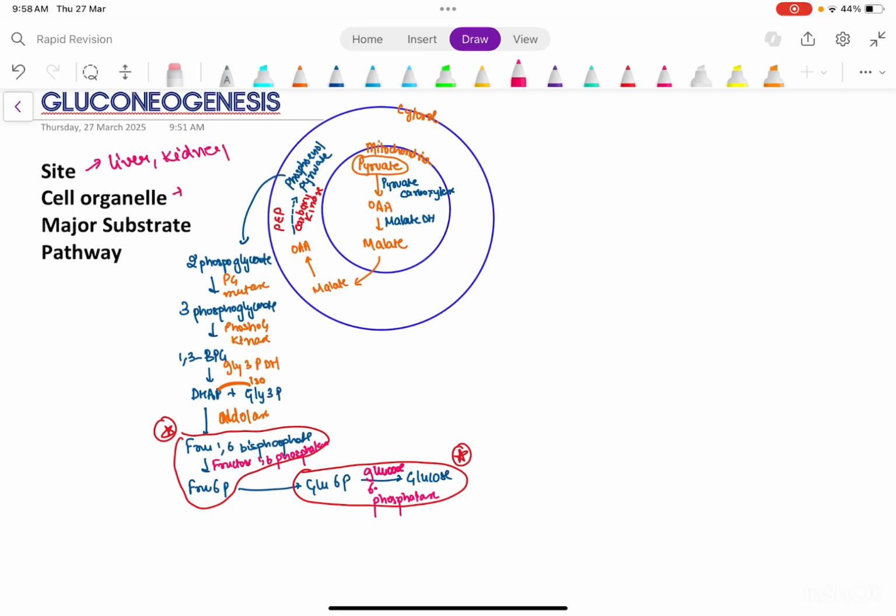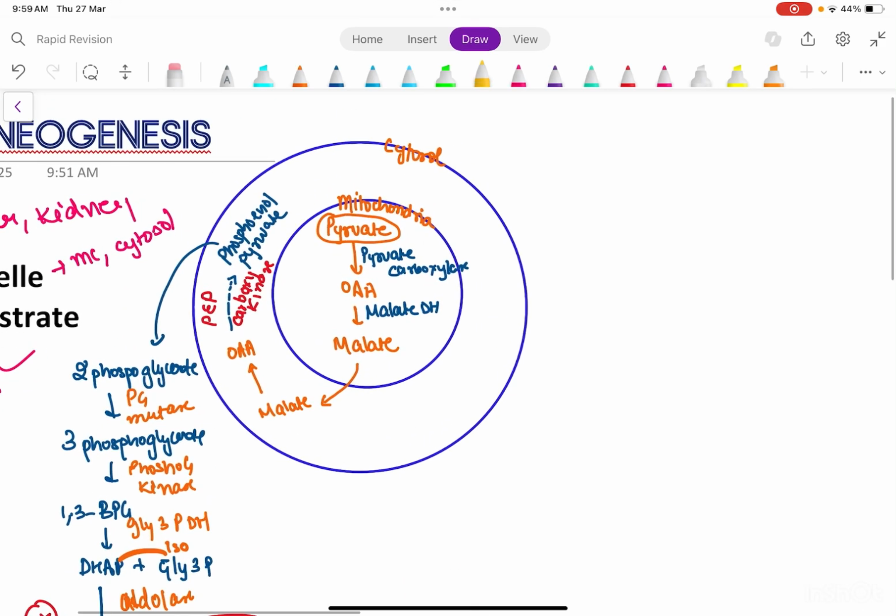Okay, now the site is liver and kidney. Cell organelle is mitochondria and cytosol. Most of it is in cytosol. Major substrates are all the non-carbohydrate substrates like lactate, pyruvate, and so on. The pathway we have discussed. Now how are the questions asked about this.